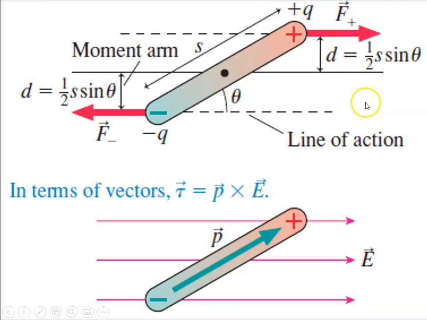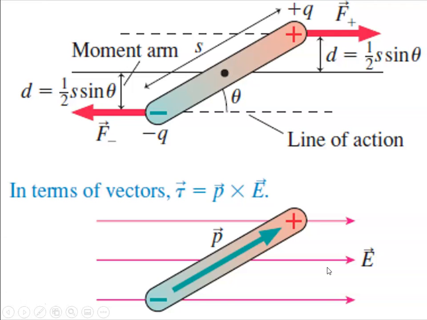So what does that do? Well, it ends up acting such that if there's an angle between the dipole moment and the electric field, this torque acts so as to decrease that angle. It's going to decrease that angle. And you won't have a torque at all if the dipole is in the same direction as the electric field.